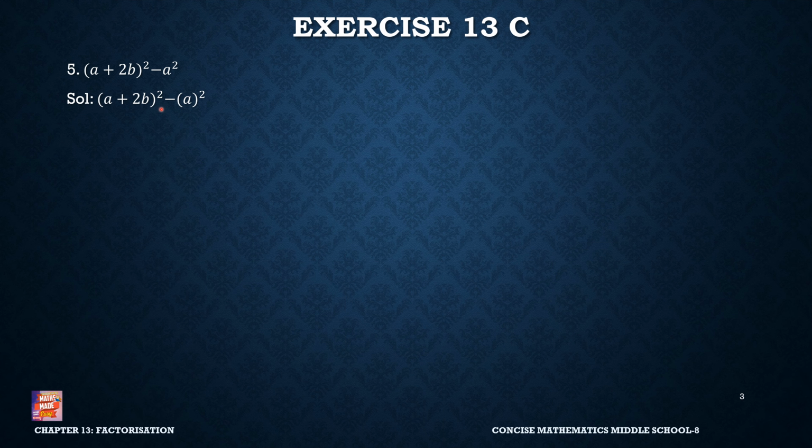Here is the fifth question, children. Once again, even here, a square minus b square is in a perfect form, so you need not convert anything. So directly apply this. a is a plus 2b and b is a in the corresponding places. And this is what we get.